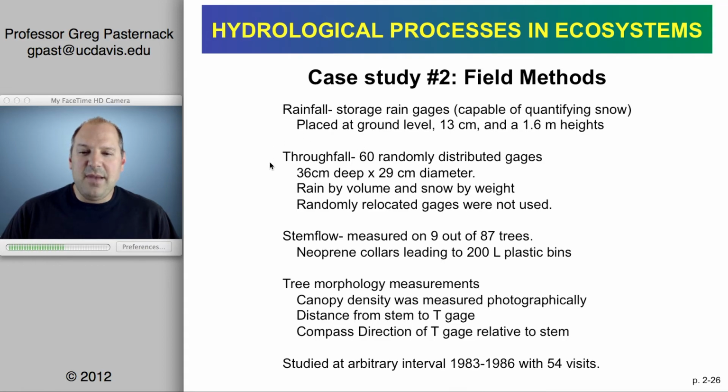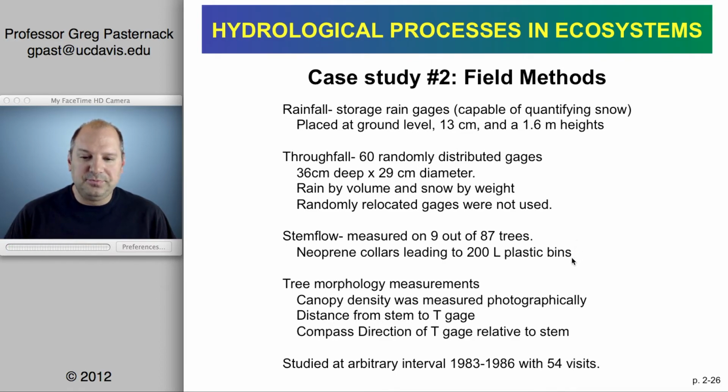Then what they did is they measured throughfall by taking those same kind of storage gauges and randomly locating 60 of these gauges through the forest. Because of the amount of work it takes in this setting, they just located them one time randomly. They didn't move them around through the course of the study. Sometimes that's done to sample the different areas of the canopy, but in this case they just had these 60 locations randomly selected. Stemflow is measured on 9 out of 87 trees, and that water went to plastic buckets basically to collect the water.